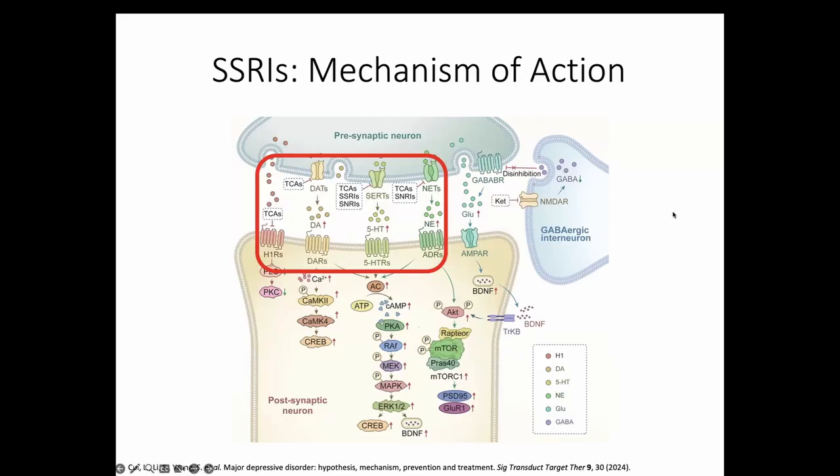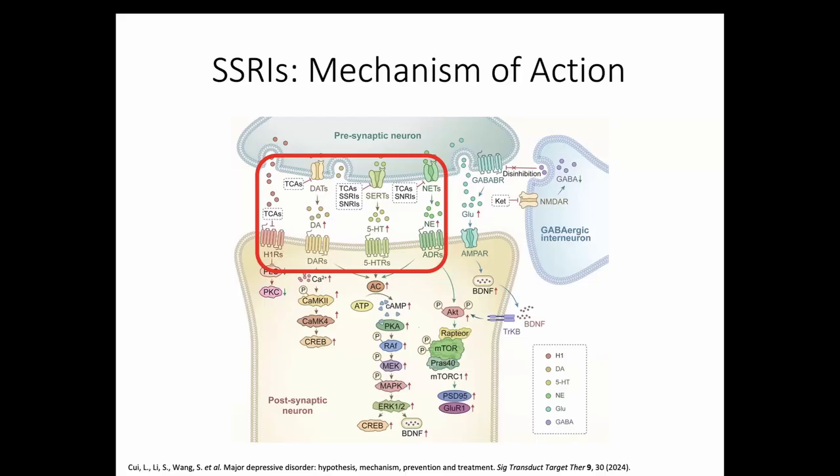So here we have three different neurons coming together in this picture. There is a presynaptic neuron on the top, which is bringing the signal to the synapse, and it's going to transfer the signal to the postsynaptic neuron, to the next neuron, right? And there are a number of receptors involved here. The red circle is pointing out those receptors that are involved in the mechanism of action of three categories of antidepressants, basically SSRIs, SNRIs, and TCAs, that I'm going to talk about later.